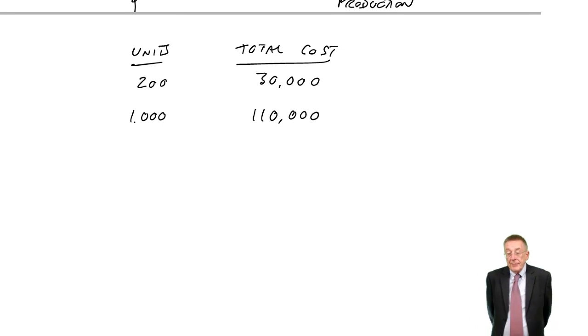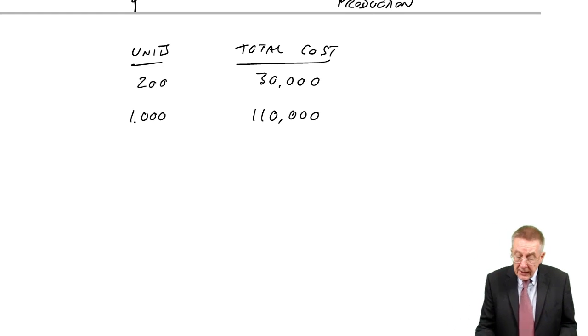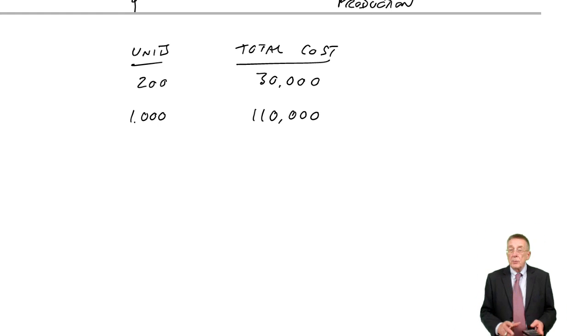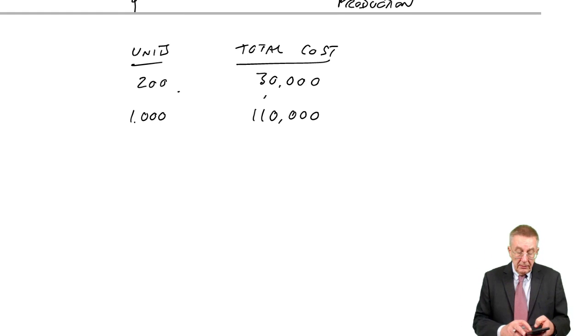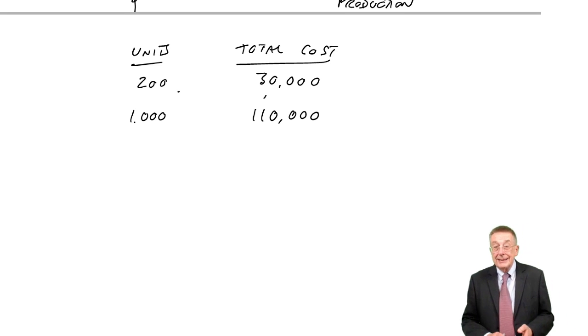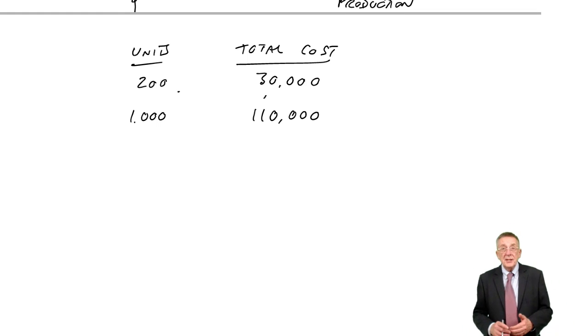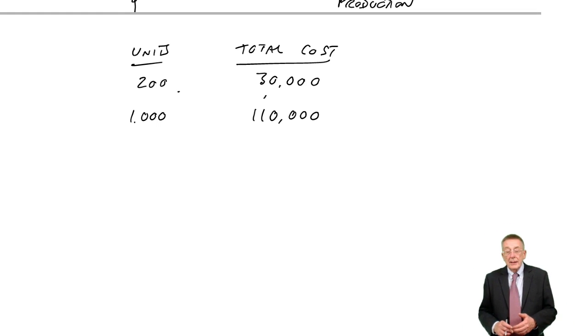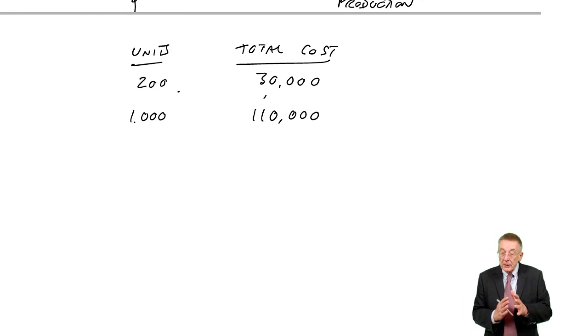Well, clearly, the cost isn't a fixed cost, otherwise it would be the same each month. However, it's not a truly variable cost either, because if it was variable, the cost per unit would be the same. So 200 for 30,000 would be a cost per unit of 150. On the other hand, 110,000 for 1,000 is a cost per unit of 110. And so it's not fixed, it's not variable, it's actually semi-variable.